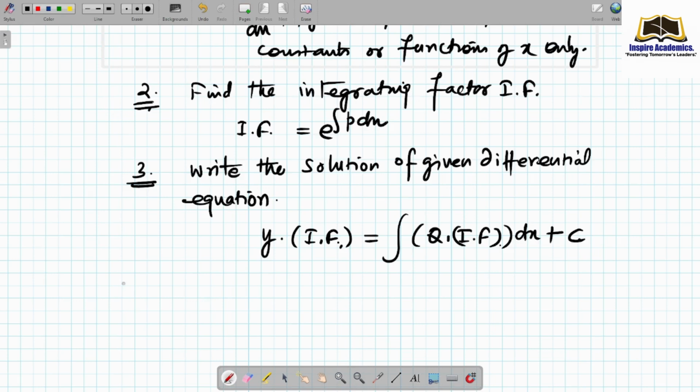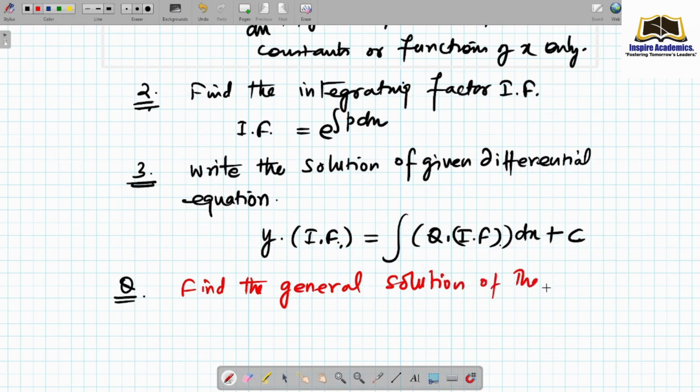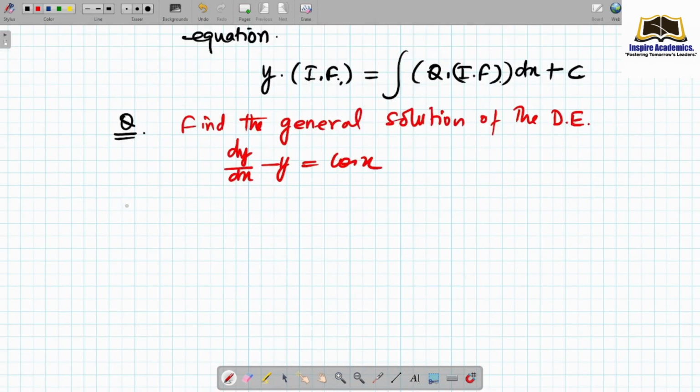Let us try to take an application question. I am writing, find the general solution of the differential equation, DE, and DE is given as dy upon dx minus y equal to cos x. Let us find the solution of the problem.